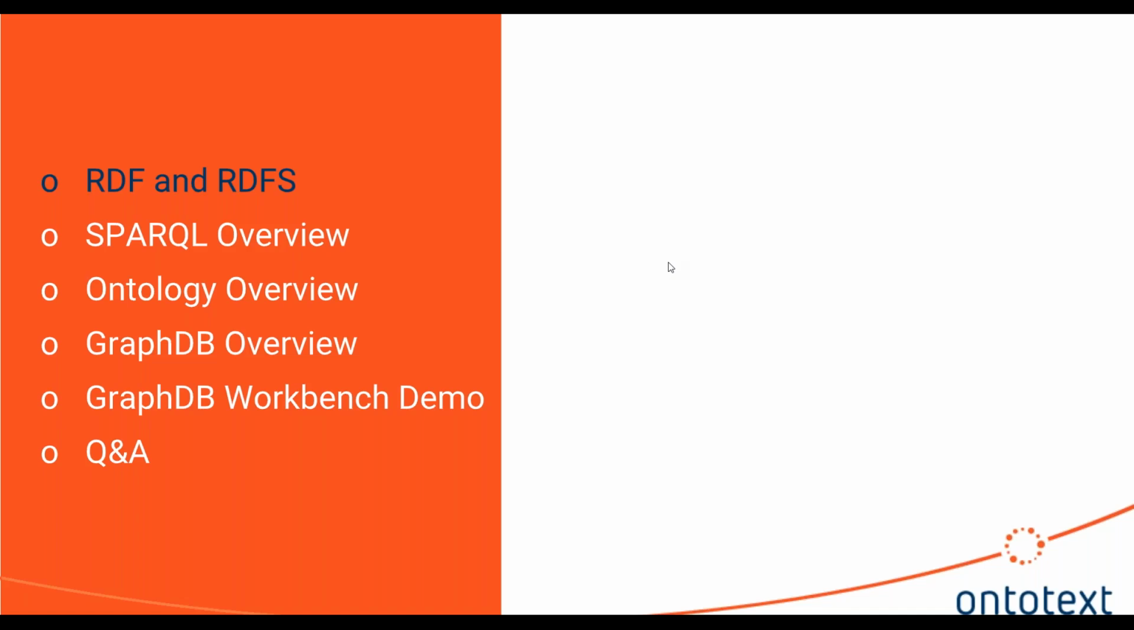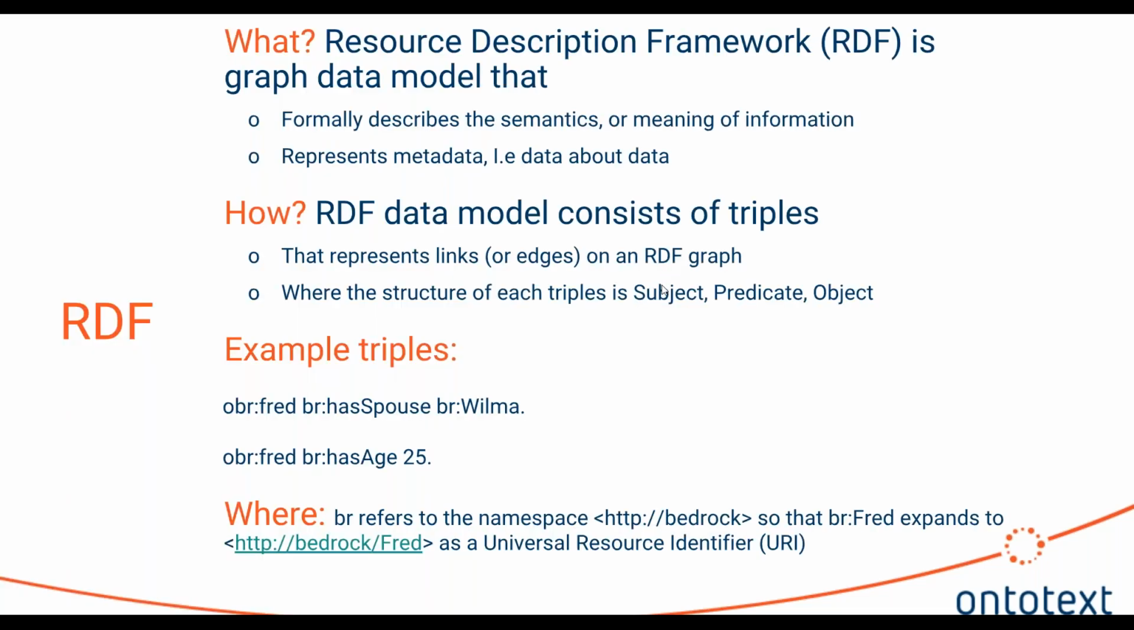So, swiftly onwards, what is RDF? RDF is the Resource Description Framework. It's a graph data model. It describes the semantics, or the meaning, of information. In this RDF model, everything is a triple or a link. All values inside the links have to be valid URIs. A graph would be a collection of links. Links take the subject, predicate, object pattern.